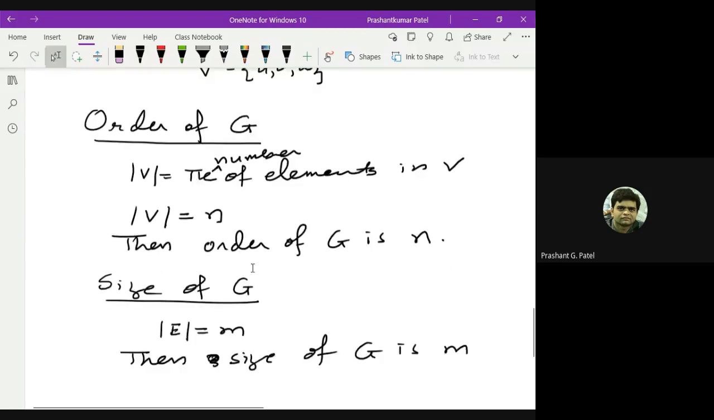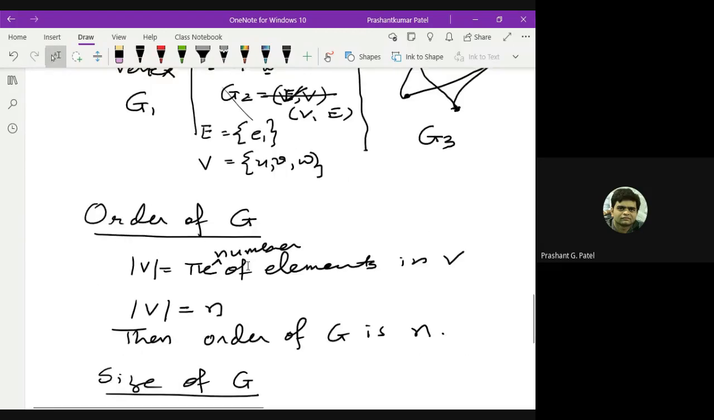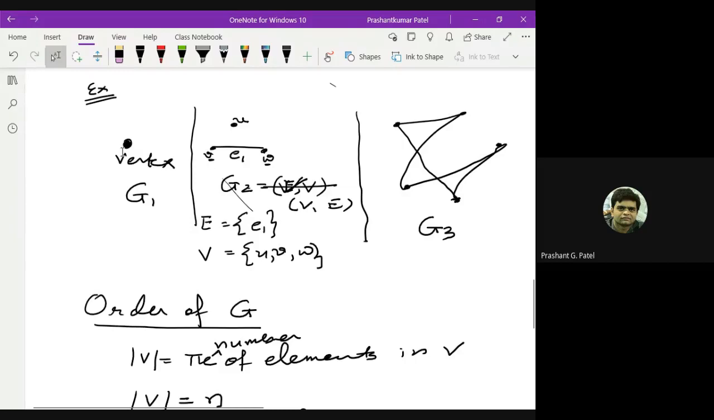For example, in this graph, there are 0 edges. So, in graph G1, the size is 0. In graph G2, the size will be 1 because it has only one edge. And in graph G3, it is 1, 2, 3, 4, and 5. So there are 5 edges. So the size of this G3 is 5.